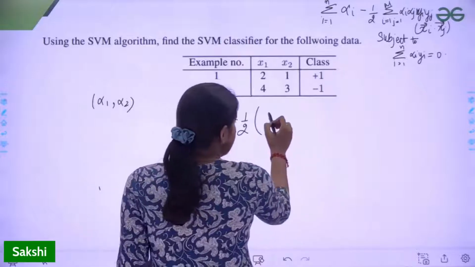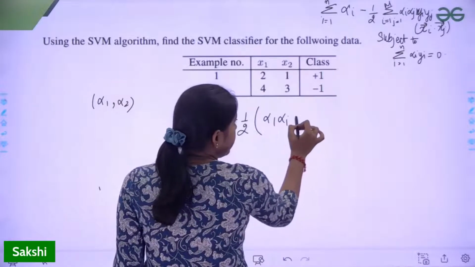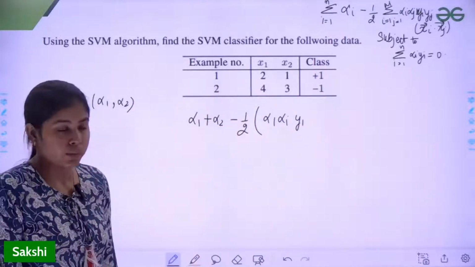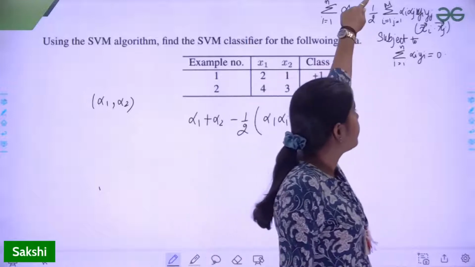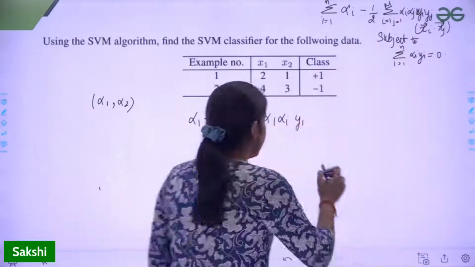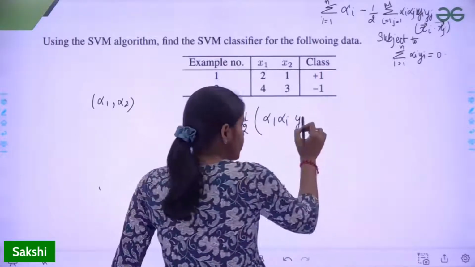So let's do this. Alpha 1 y1, let's take i equals 1 and j equals 1, because i varies from 1 to 2 and j varies from 1 to 2. So I can take these values, alpha 1 by 1, with i equals 1 and j equals 1 in the first case.